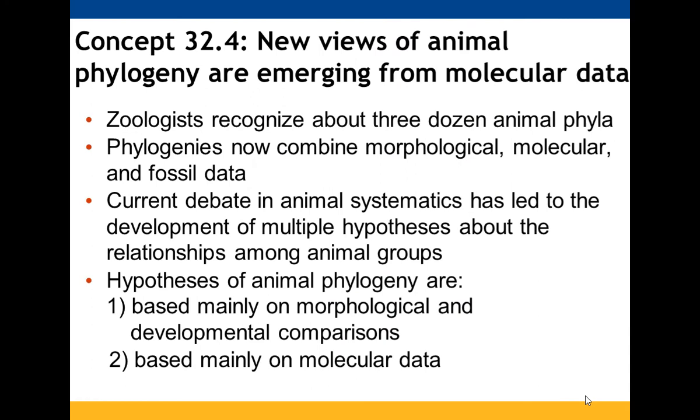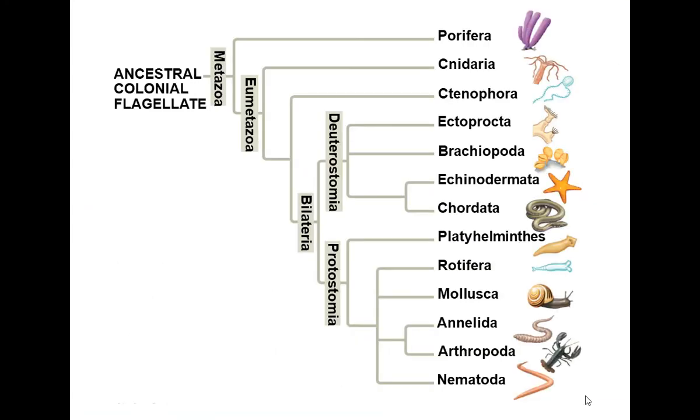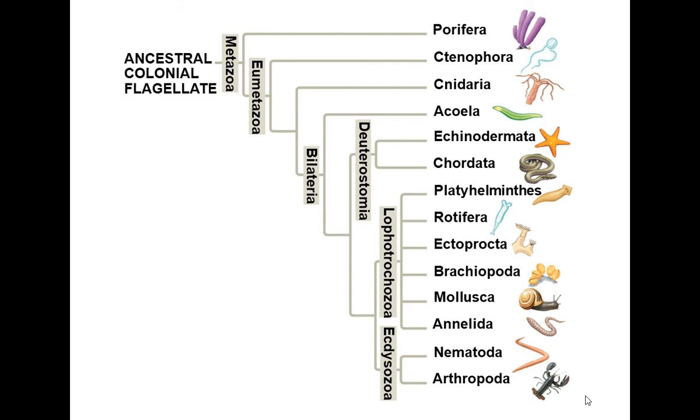So we, as zoologists right now, recognize about three dozen different animal phyla. They're not just looking at the morphological data, they're looking at molecular and fossil data. And there are different ways these relationships are explained based on these characteristics. And so we're going to look at two different examples, one that's based on molecular data and one that's based on morphological and developmental. So this is one of these. I believe this one is the morphological.